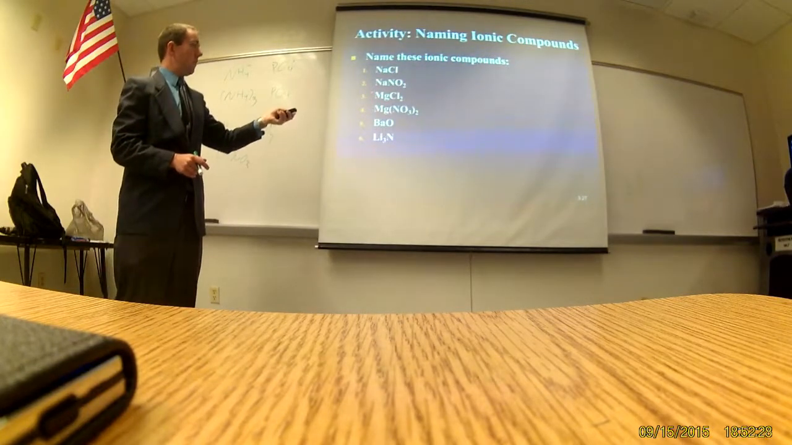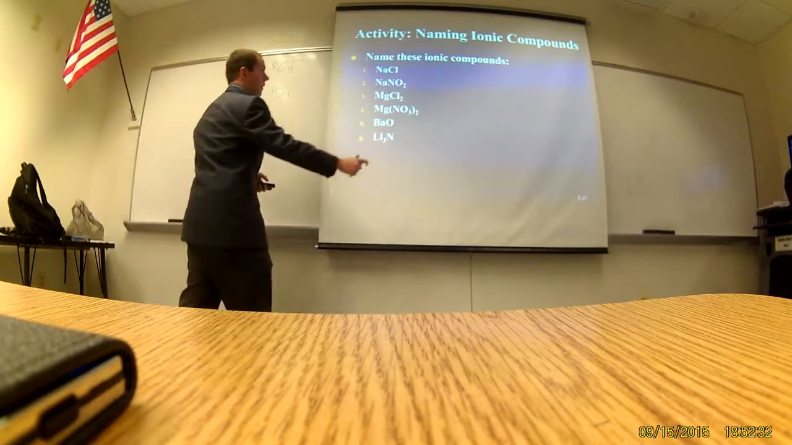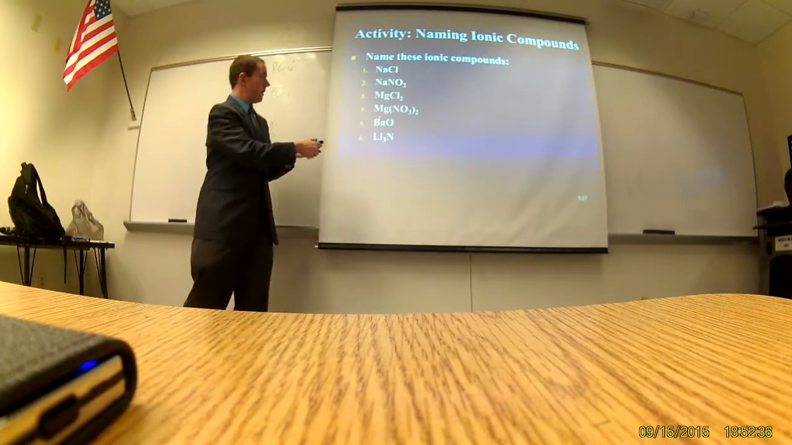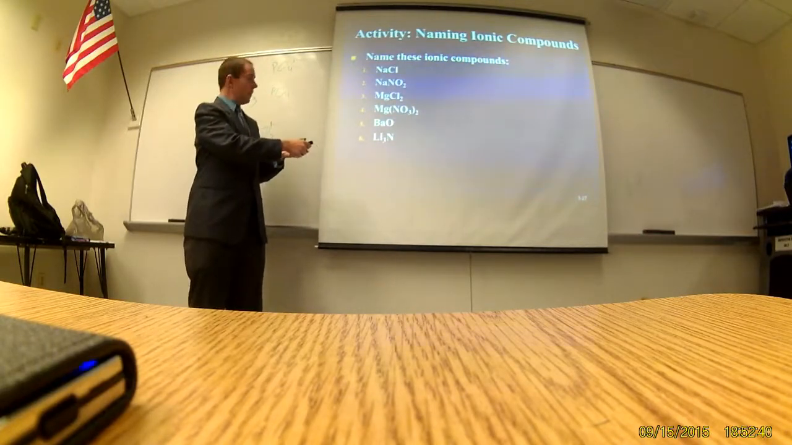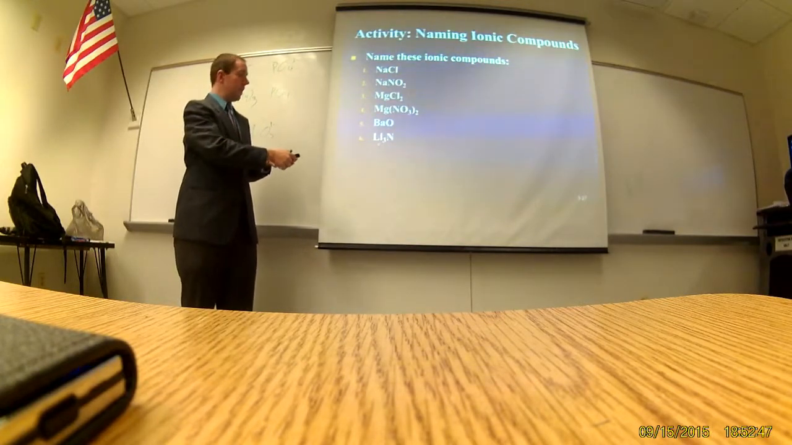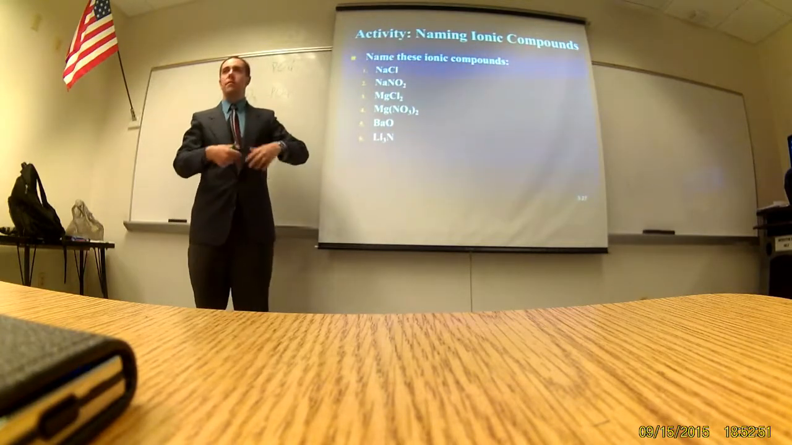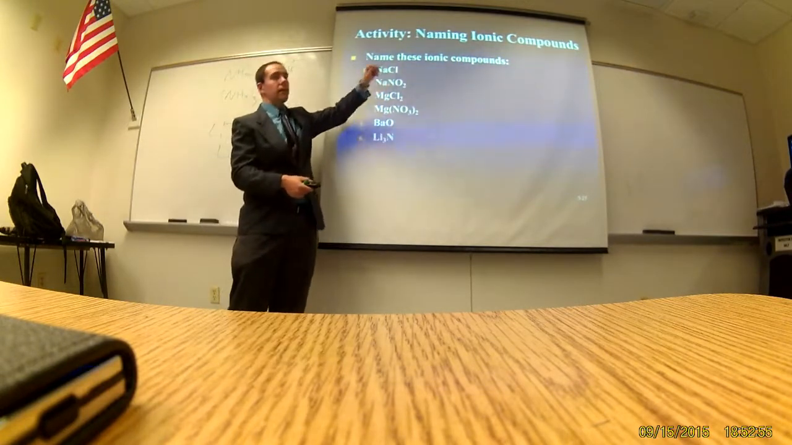What's this one? Magnesium chloride. This one? Magnesium nitrate. This one? Barium oxide. And this one is lithium nitride. It's just the element, so it just becomes an -ide, like you very easily did for the oxygen and the chlorine.